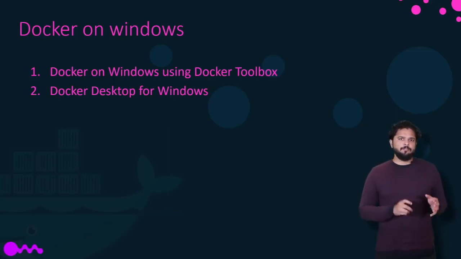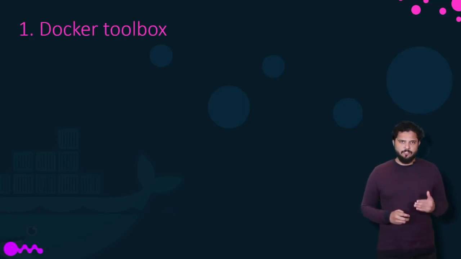So what are the options available for Docker on Windows? There are two options available. The first one is Docker on Windows using Docker Toolbox. And the second one is the Docker Desktop for Windows option. We will look at each of these now. Let's take a look at the first option, Docker Toolbox. This was the original support for Docker on Windows.